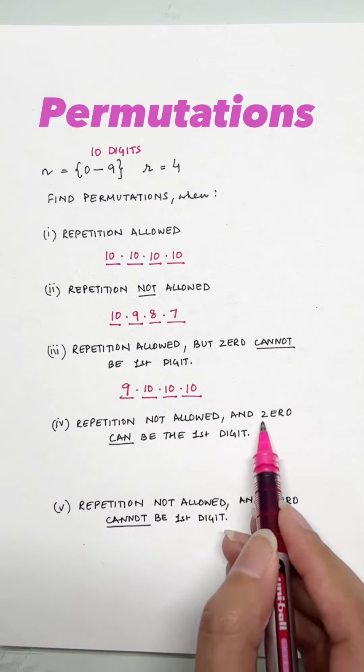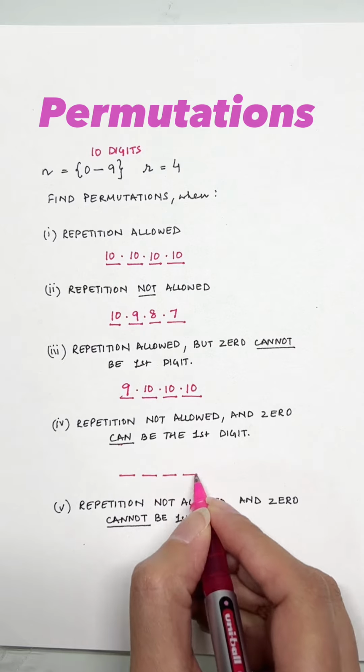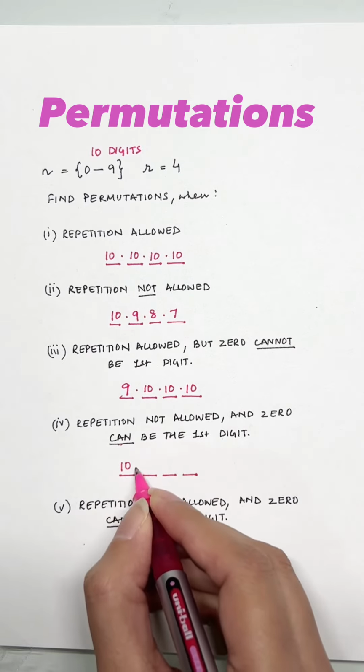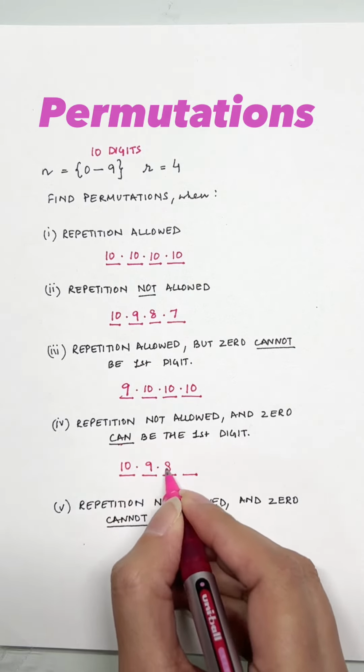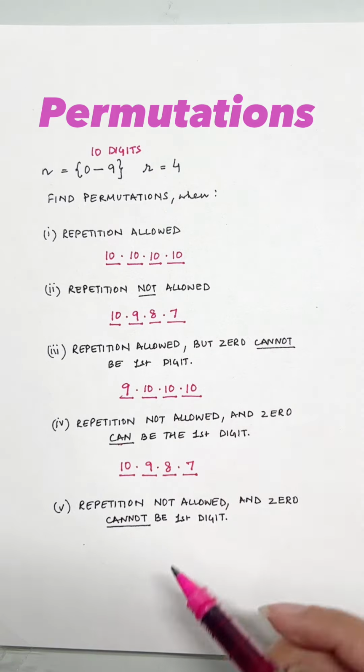Now in this one, repetition is not allowed but you can use 0. So if you can use 0, the number of choices is 10, and repetition not allowed, so it's just going to decrease by 1, same as before, part 2.